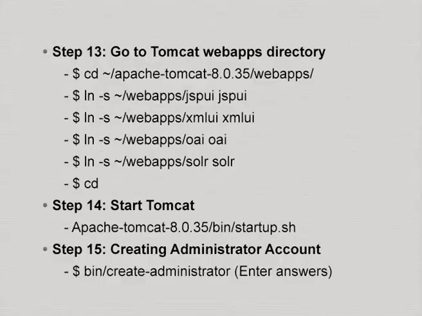Now, go to the Tomcat webapps directory. Whenever you have unzipped, Tomcat also creates lots of subdirectories and files. So, go to the webapps directory of Tomcat and create soft links with the home directory's webapps. This tilde stands for your DSpace home. That means I am creating a jspui link under webapps of Tomcat with the webapps of DSpace. So, I am giving links to jspui, xmlui, oai, solr.